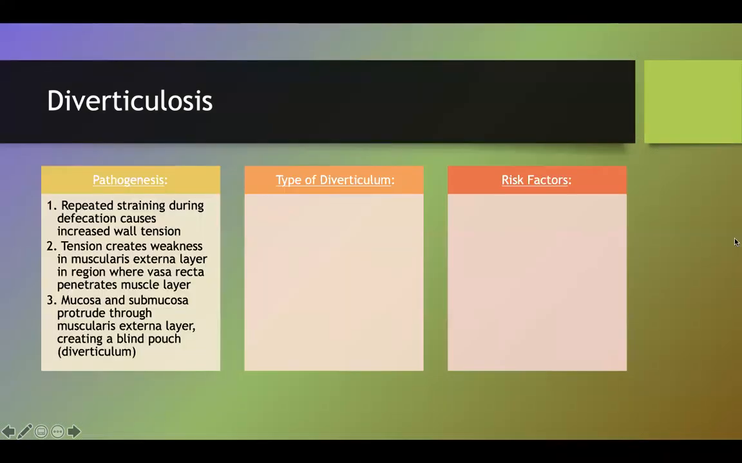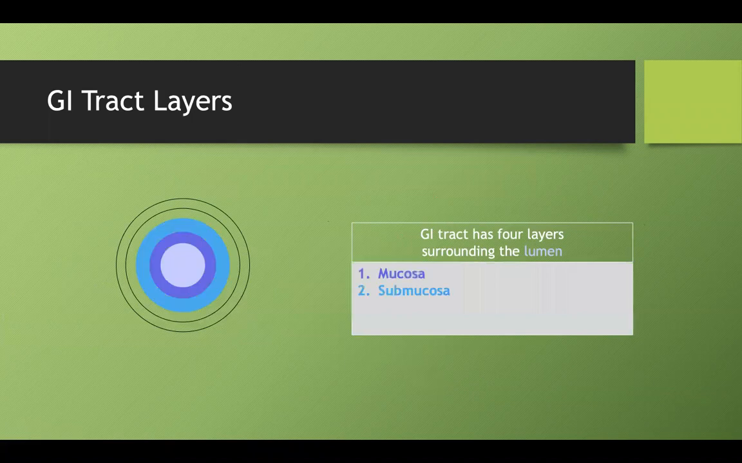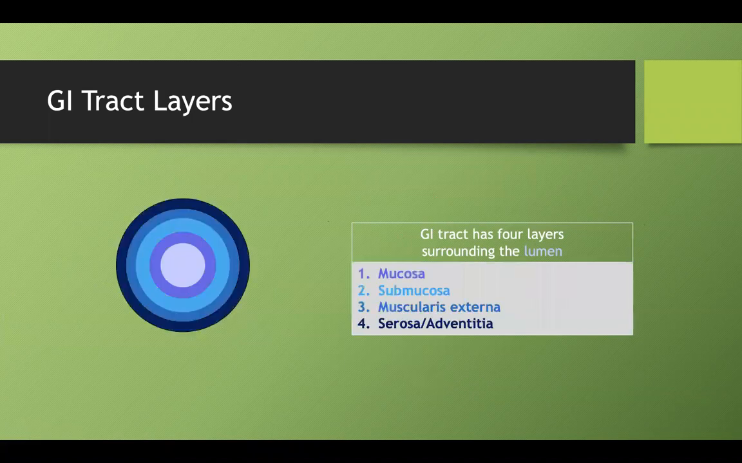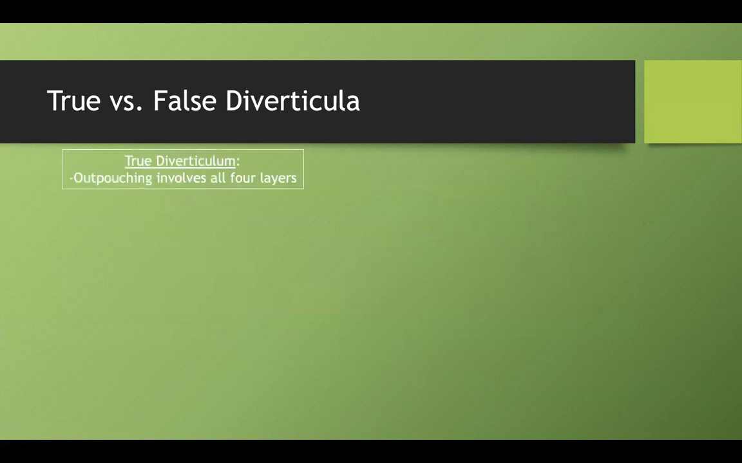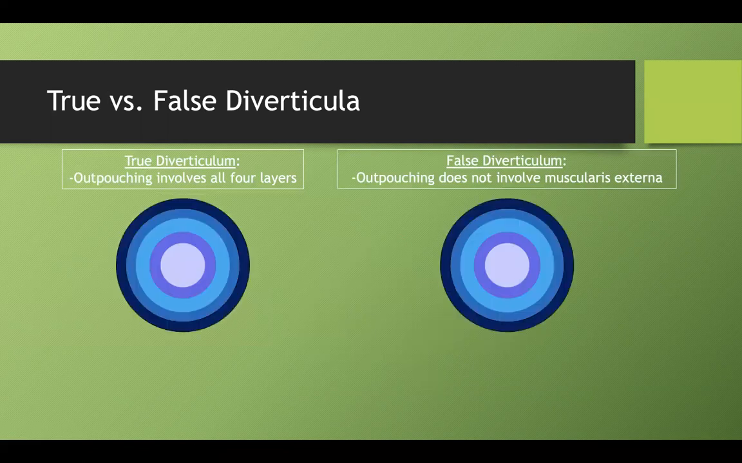And because this happens, because there's actually a breakage of one of our layers, this is referred to as a false diverticulum. I've shown you these GI tract layers so many times, you're probably sick of them, but we have our lumen, mucosa, submucosa, muscular layer, and serosa. And in a true diverticulum, the outpouching, or the diverticula, involves every layer, whereas in a false diverticulum, you lose your muscular layer.